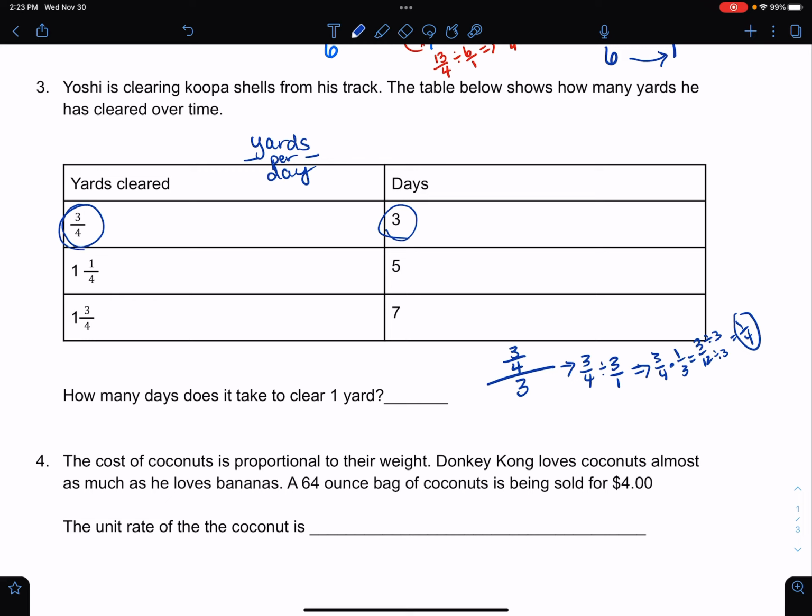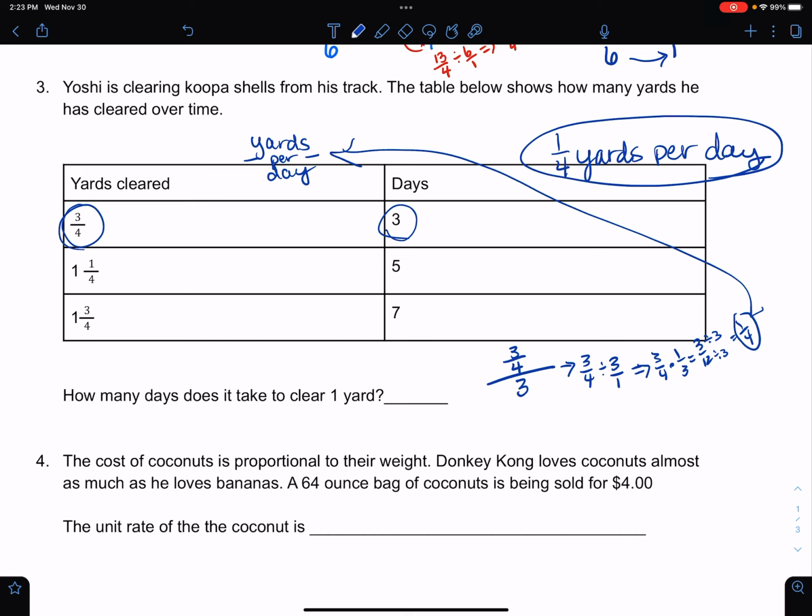1/4 yards per day. And that is right. Okay, so let's think about, remember what we said up here? Let's say it. 1/4 yards per day. Okay, so now let's common sense it. How many days does it take to clear 1 yard? Well, if I only get 1/4 in a day, 1/4 in another day, and 1/4 in another day, and a 1/4 in another day, it took me 4 whole days to finish a yard.